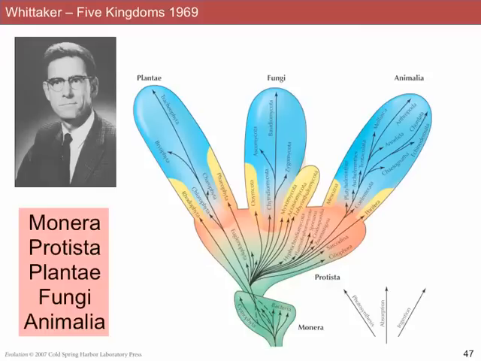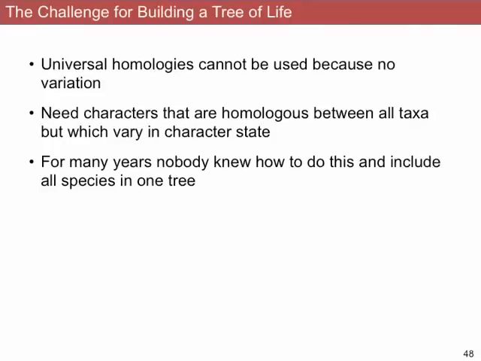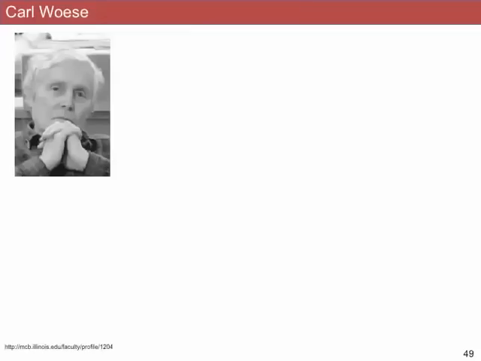And the reason for this was the inability to make sense out of these universal homologies. That is, everything has them. That's all we can say, so we know everything's on one tree. They put everything on one tree. But they didn't know how to relate everything to each other. And that changed basically with this person.